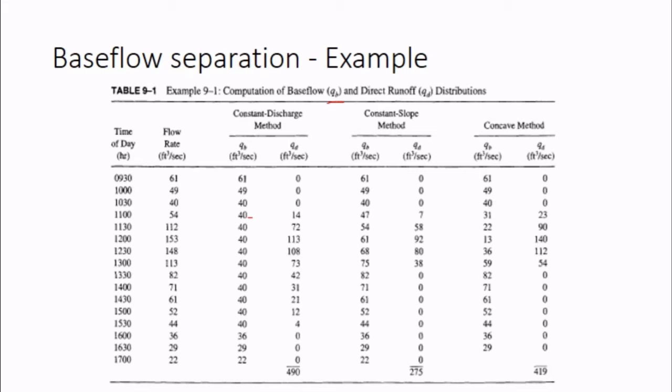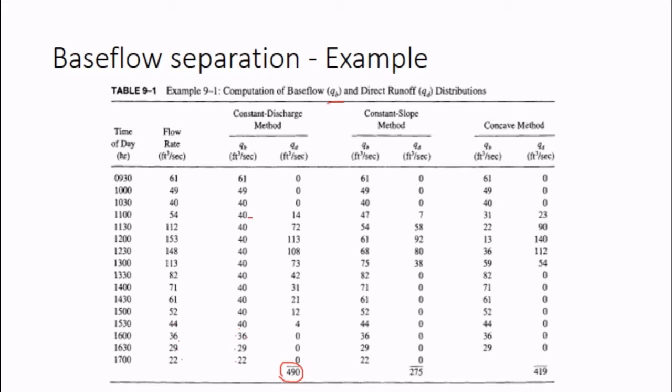Mula dito, hanggang dito sa ma-intersect na yung isa pang curve. And then, after nun, yung base flow discharge ay kukuhanin mo na yung nasa graph or kokopya mo na lang ito: 36, 29, and 22. So, ito yung constant discharge, base flow discharge. And then, pag minus mo yung dalawa, 61 minus 61 is 0. So, ito yung discharge runoff. And then, we have 490 cubic foot per second. For the constant slope method.